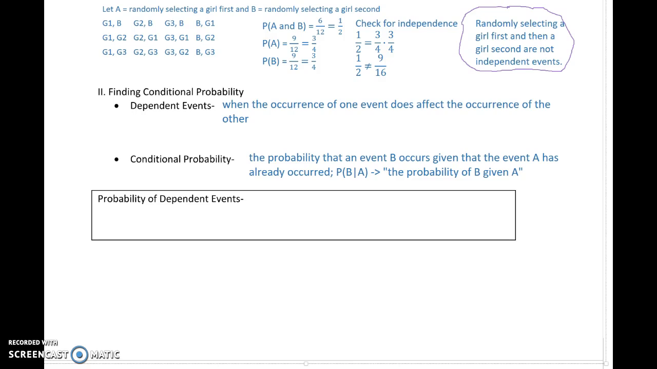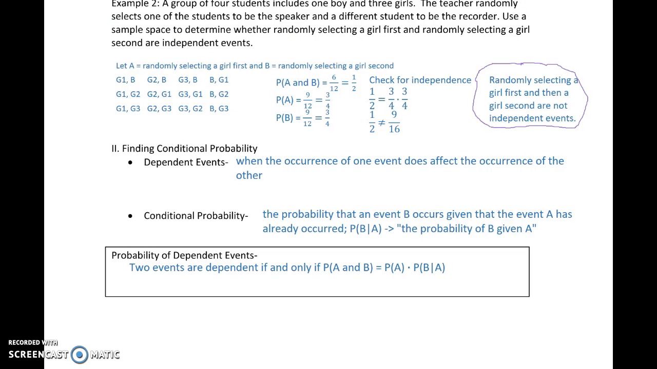So how do we determine if events are dependent? Well, there's an equation for this as well. If you're looking at two events A and B, the probability of A and B should equal the probability of A times the probability of B given A for events to be dependent. Connected to this, we can also solve for the conditional probability. If we simply divide both sides by the probability of A, we can solve for the conditional probability.